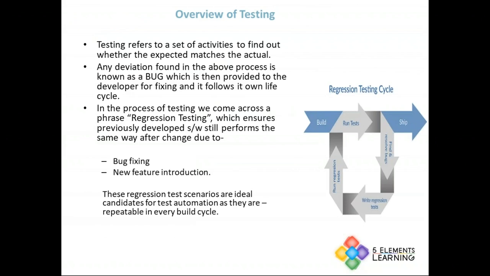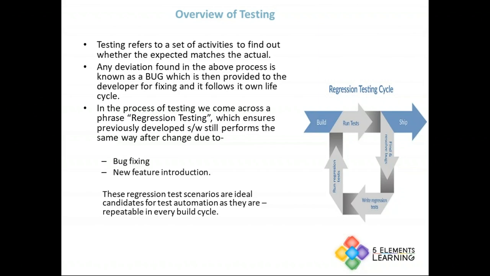So let us have an overview of testing. Testing basically refers to a set of activities to find out whether the expected is matching the actual. Any deviation found in the above process is known as a bug, which is then provided to the developer for fixing it, and it follows its own bug life cycle.